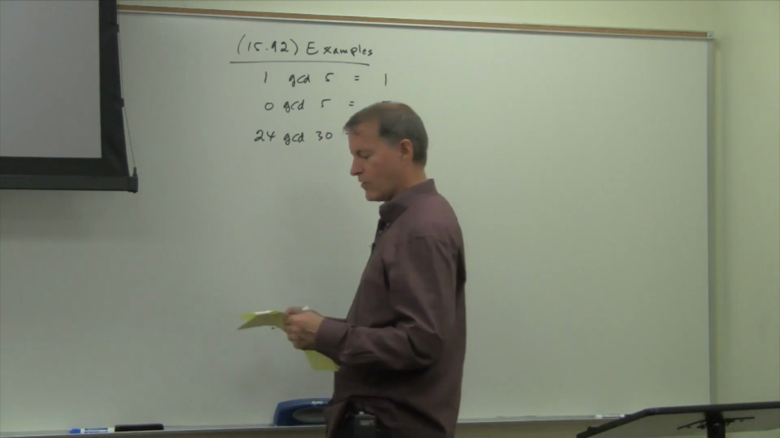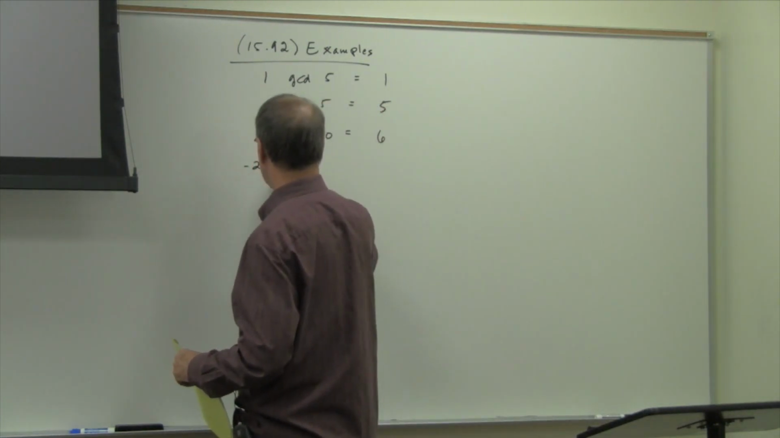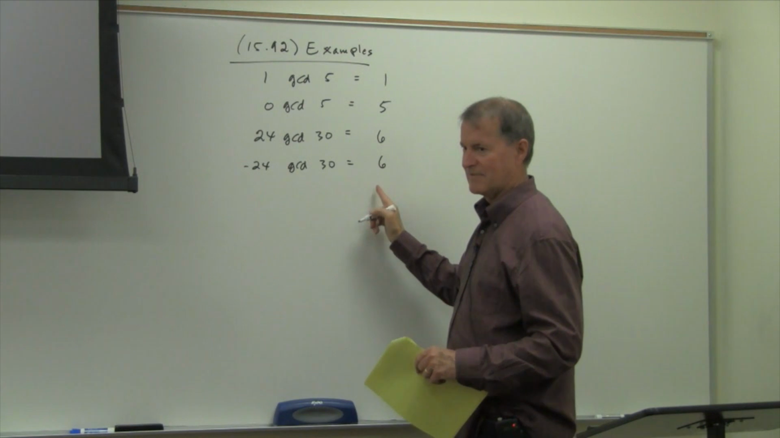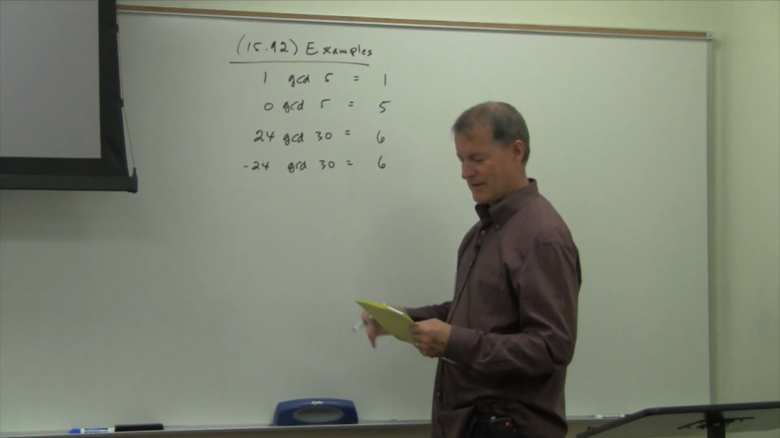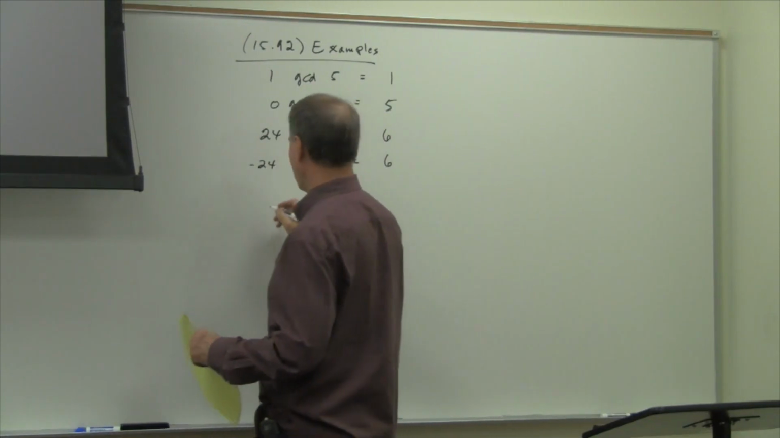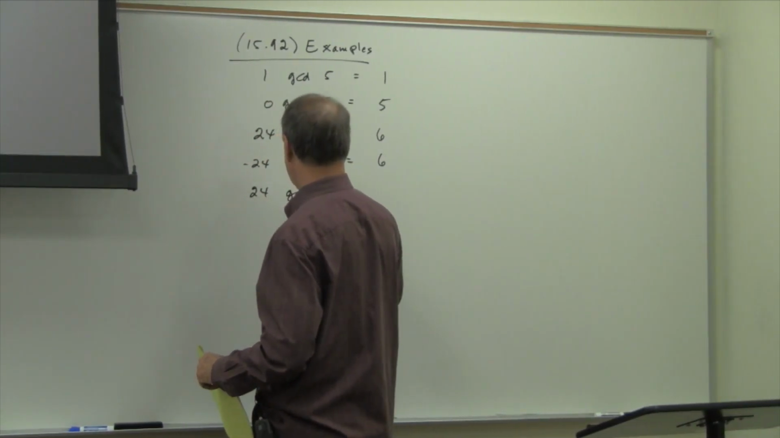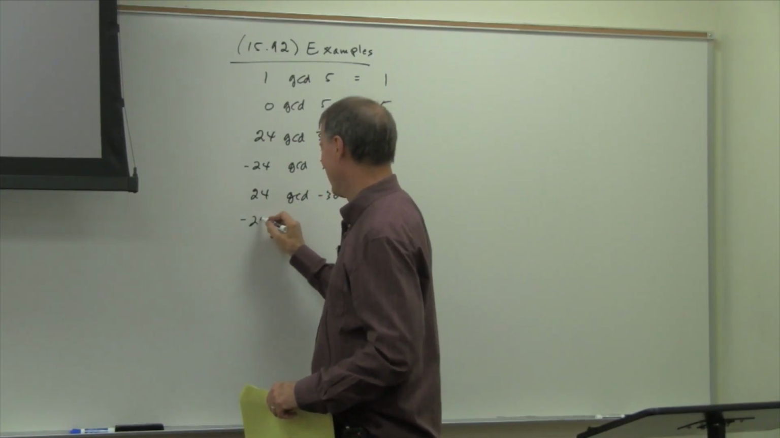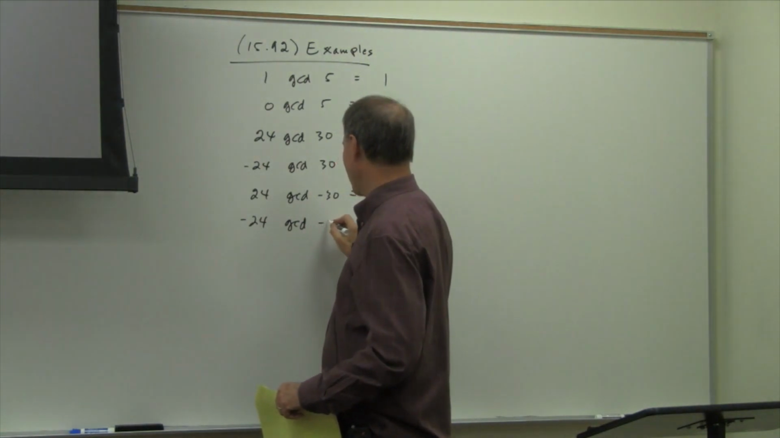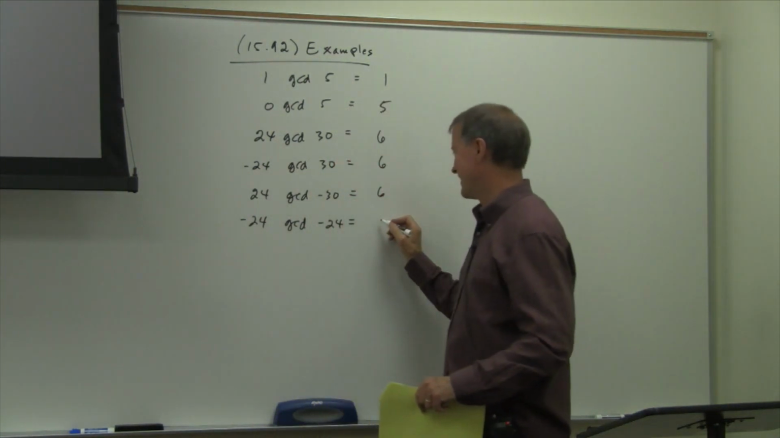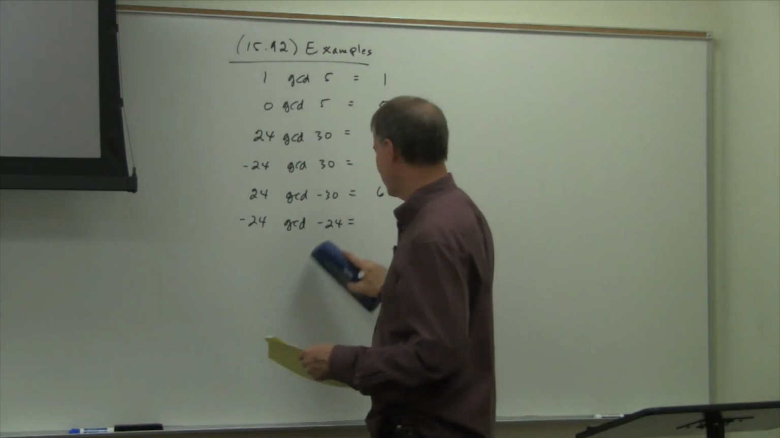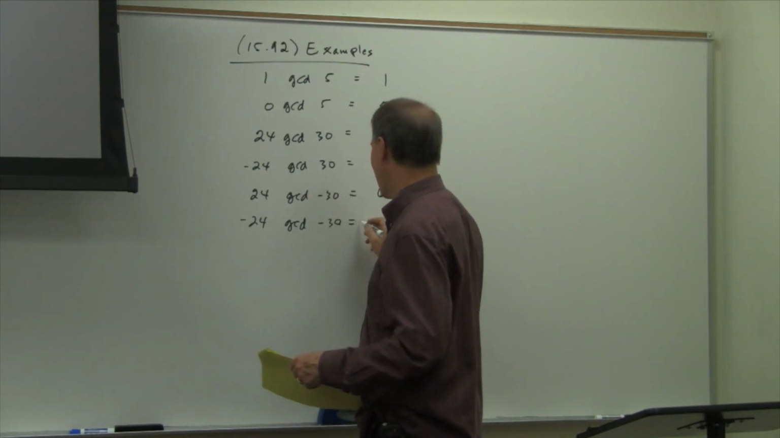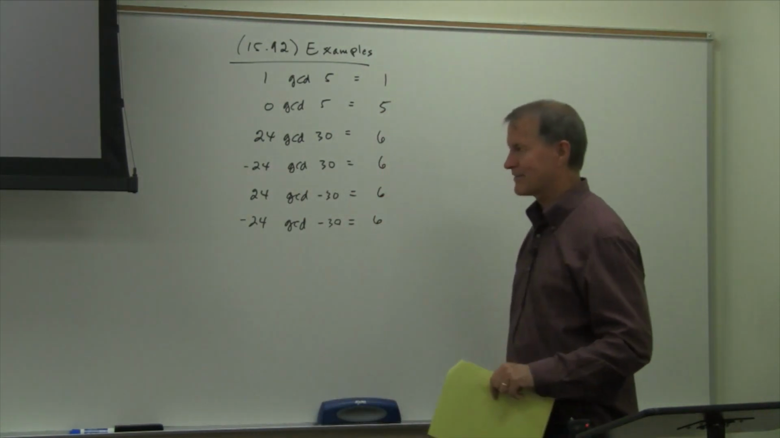How about negative 24 GCD 30? That's still 6. Is everybody with me on that? Okay. And how about 24 GCD negative 30? That's still 6. And how about negative 24 GCD negative 30? That's still 6. Is everybody clear on that?